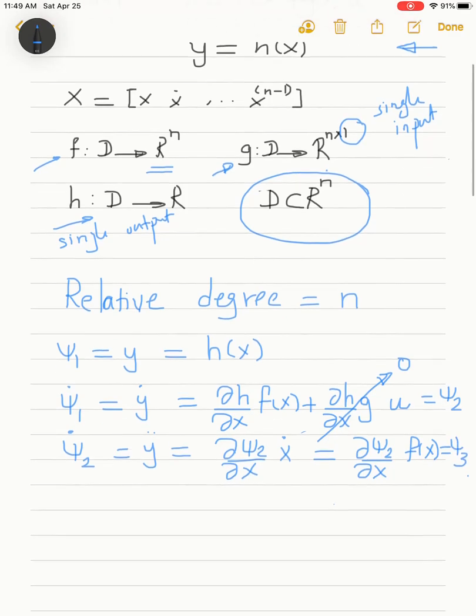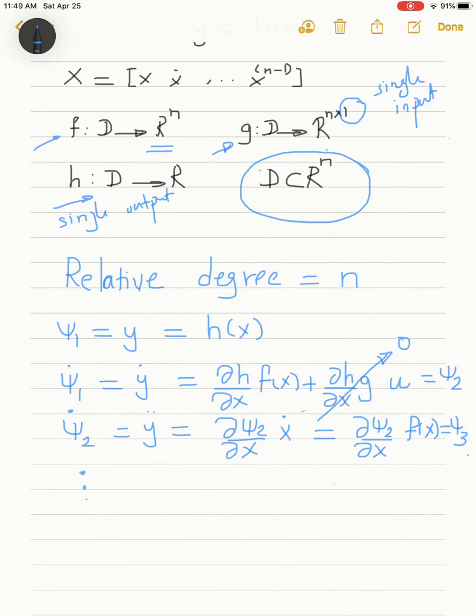We continue this process till psi n minus 1 dot, and that will correspond to the (n minus 1)th derivative of y, and that would be the partial derivative of psi n minus 1 by x times f of x, and that will give psi n.